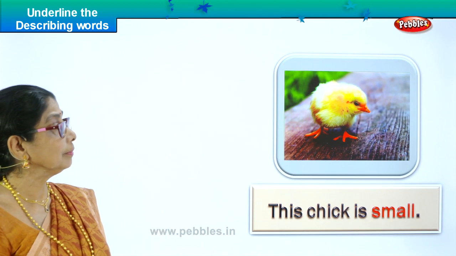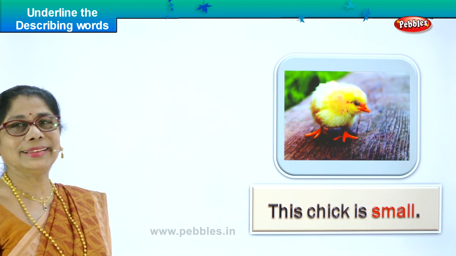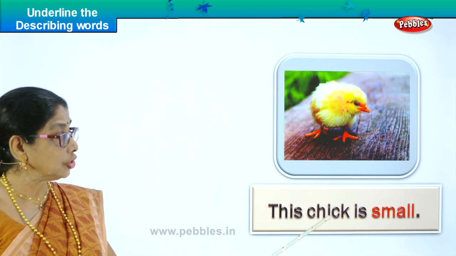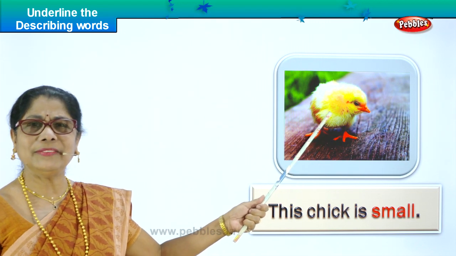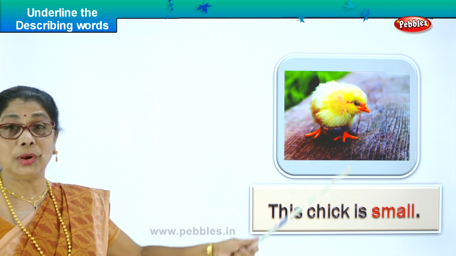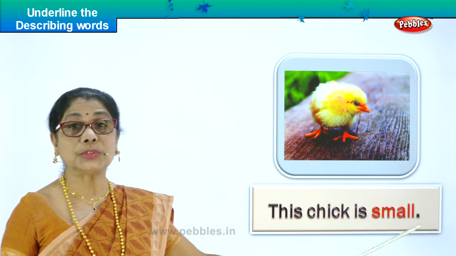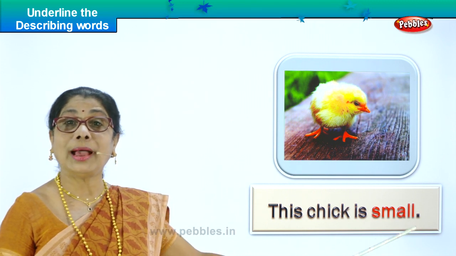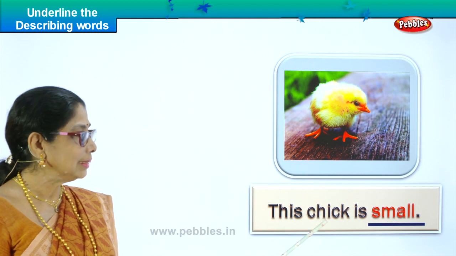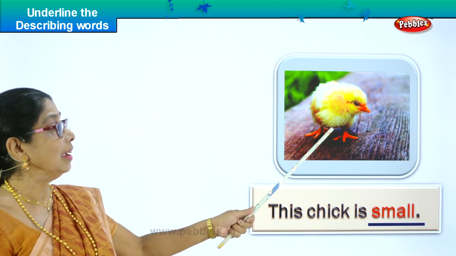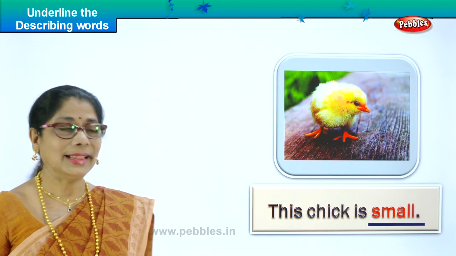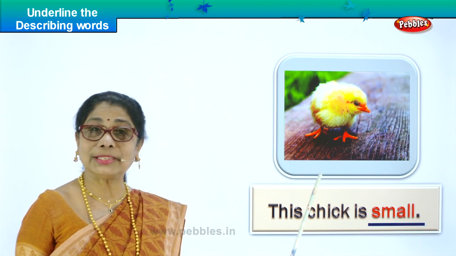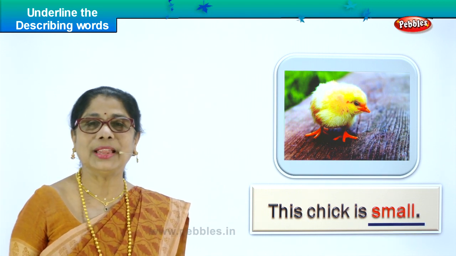See what you have? A little chick is here. Tiny little chick. Let's read. This chick is small. Tiny, very tiny it is. What describes the chick? The word small. So we underline the descriptive word for the chick, small. The word small says the chick is very small, very tiny. Let's read the sentence. This chick is small. Small describes the little chick. Yes? Good. Did you enjoy?